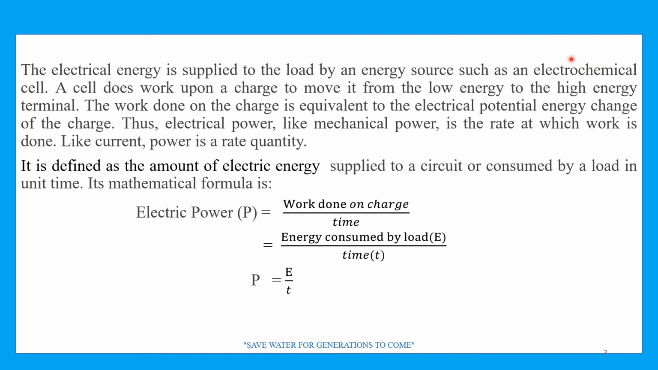So that is an electrochemical cell or electrochemical battery, right? Electrochemical means chemical energy is being converted into electrical energy. A cell or battery converts the chemical energy stored in it into electrical energy. Therefore, it is called an electrochemical cell or a battery.